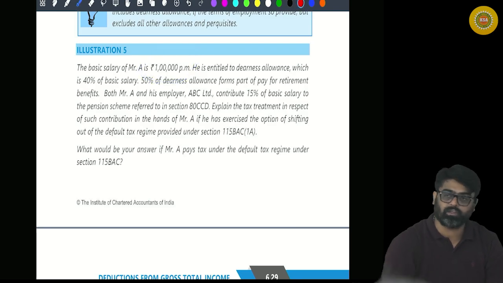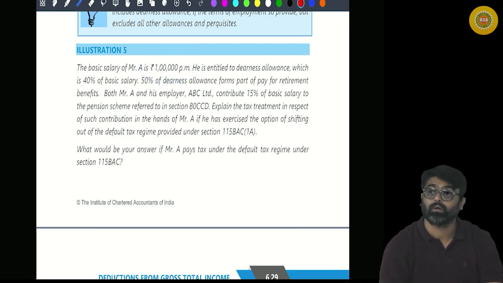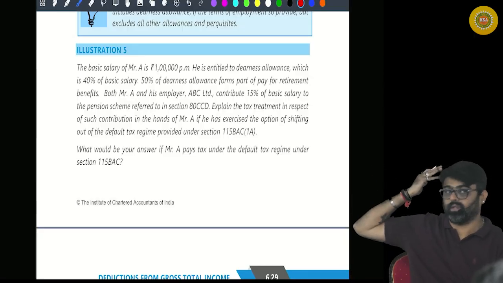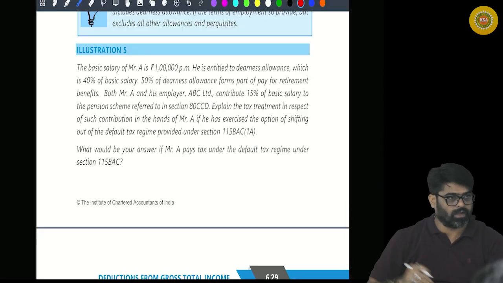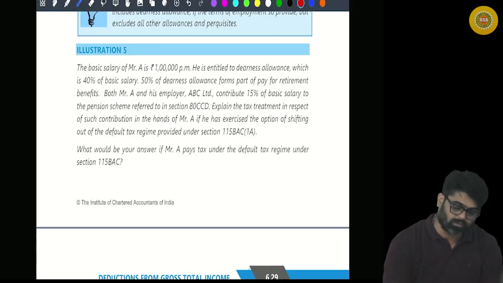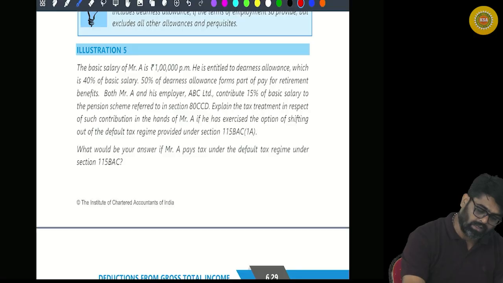Is he going to get this salary for full year? Yes, 1 lakh per month for full year. So what is the total salary? 12 lakhs. 12 lakhs will be the basic salary. Okay, good sir. 12 lakh is the basic salary. What is the DA?